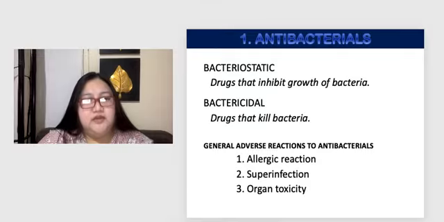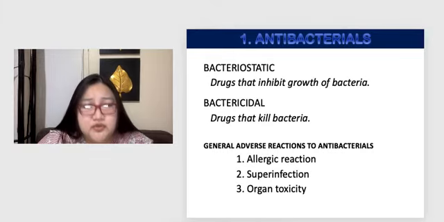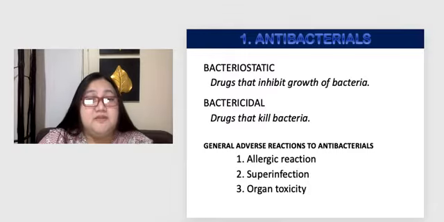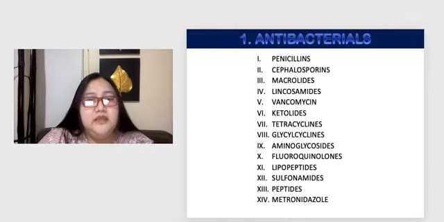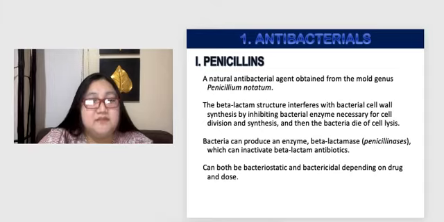Others could be ototoxic, no? So delikado siya lalo na sa cranial nerve, auditory nerve. It could be neurotoxic, okay, and other organ toxicity or other organs may be affected. Okay, these now are the antibacterials. So madami siya. We first discuss the penicillins as the antibacterial.